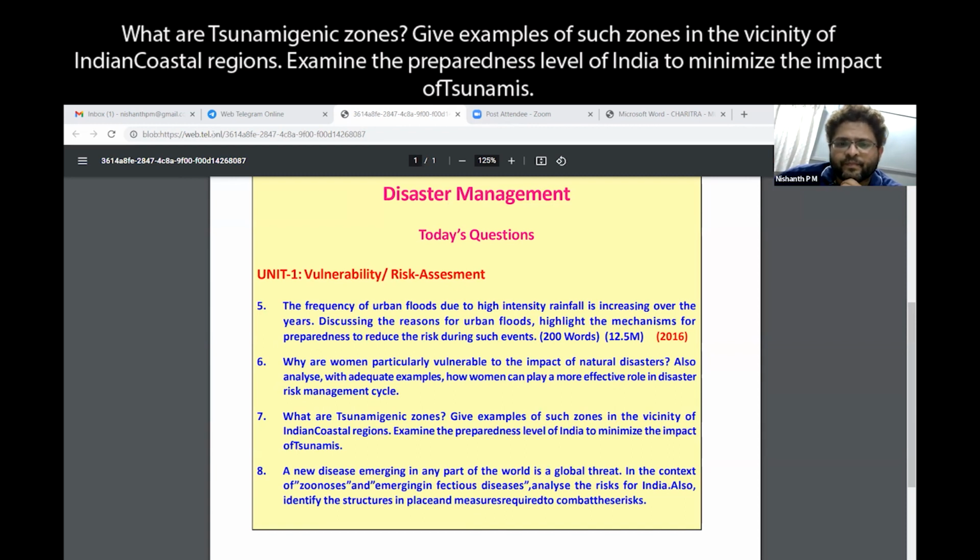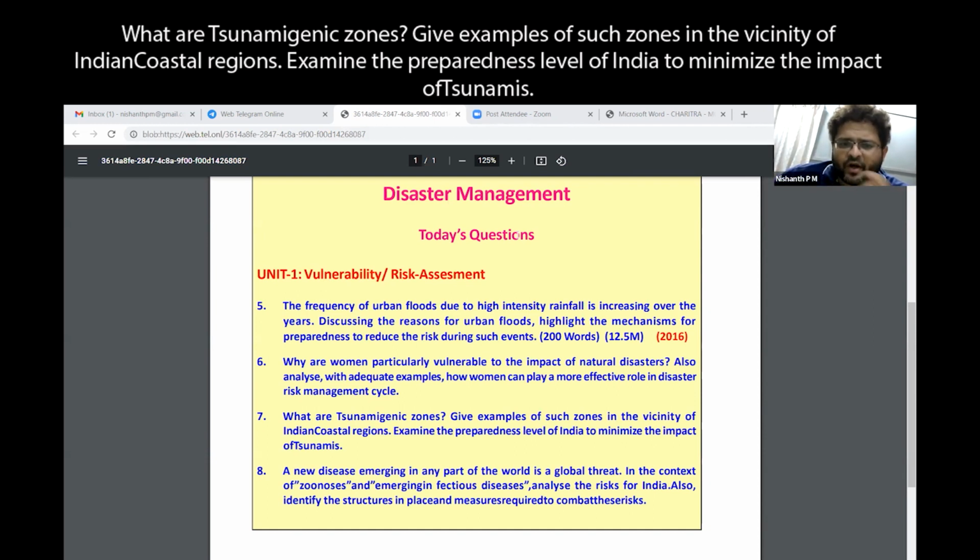Tsunami-genic zones are where the tsunamis originate, like how the earthquake originates. So where are the two important places which are tsunami-genic zones in the Indian coastal area? One is the Andaman Nicobar and the Indonesia region belt. One tsunami-genic zone is the Andaman Nicobar and the Indonesia belt.